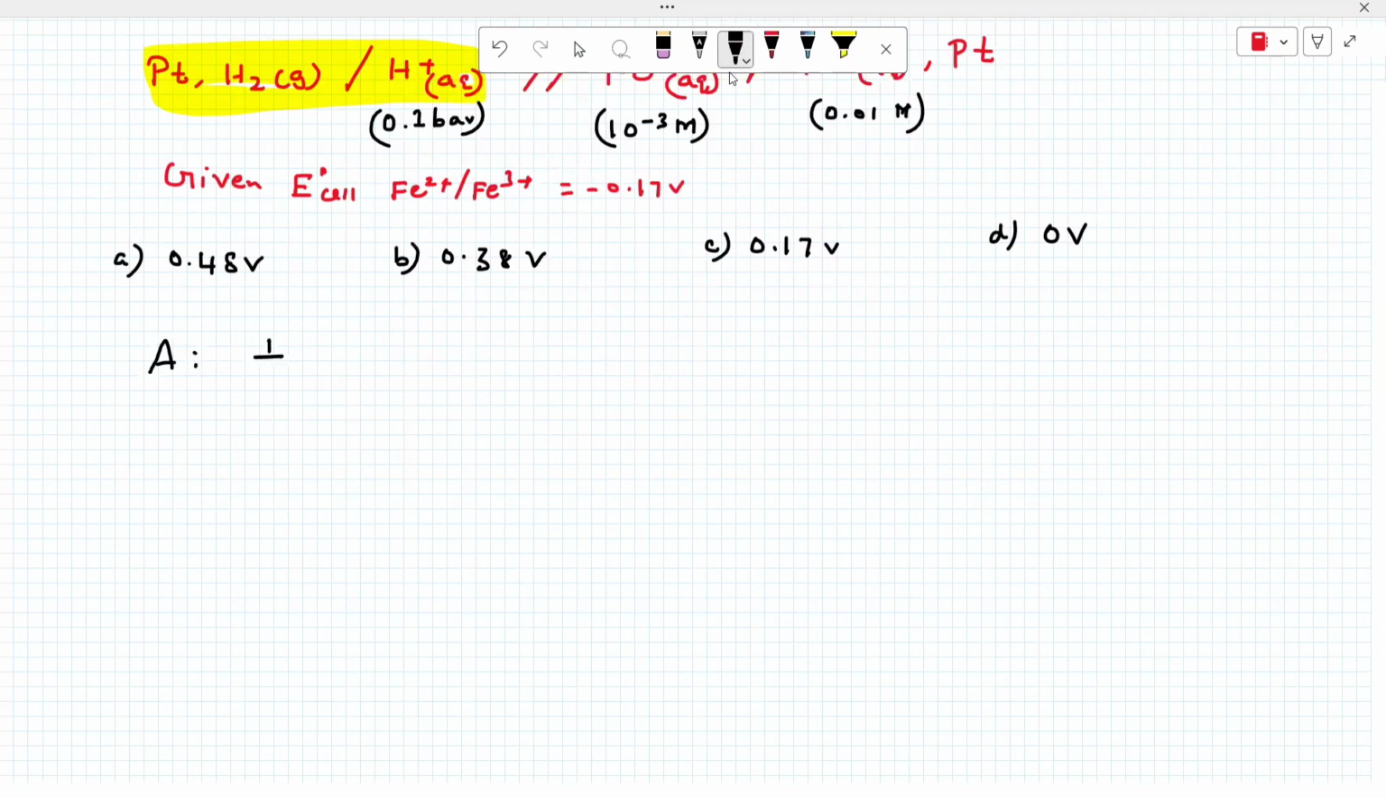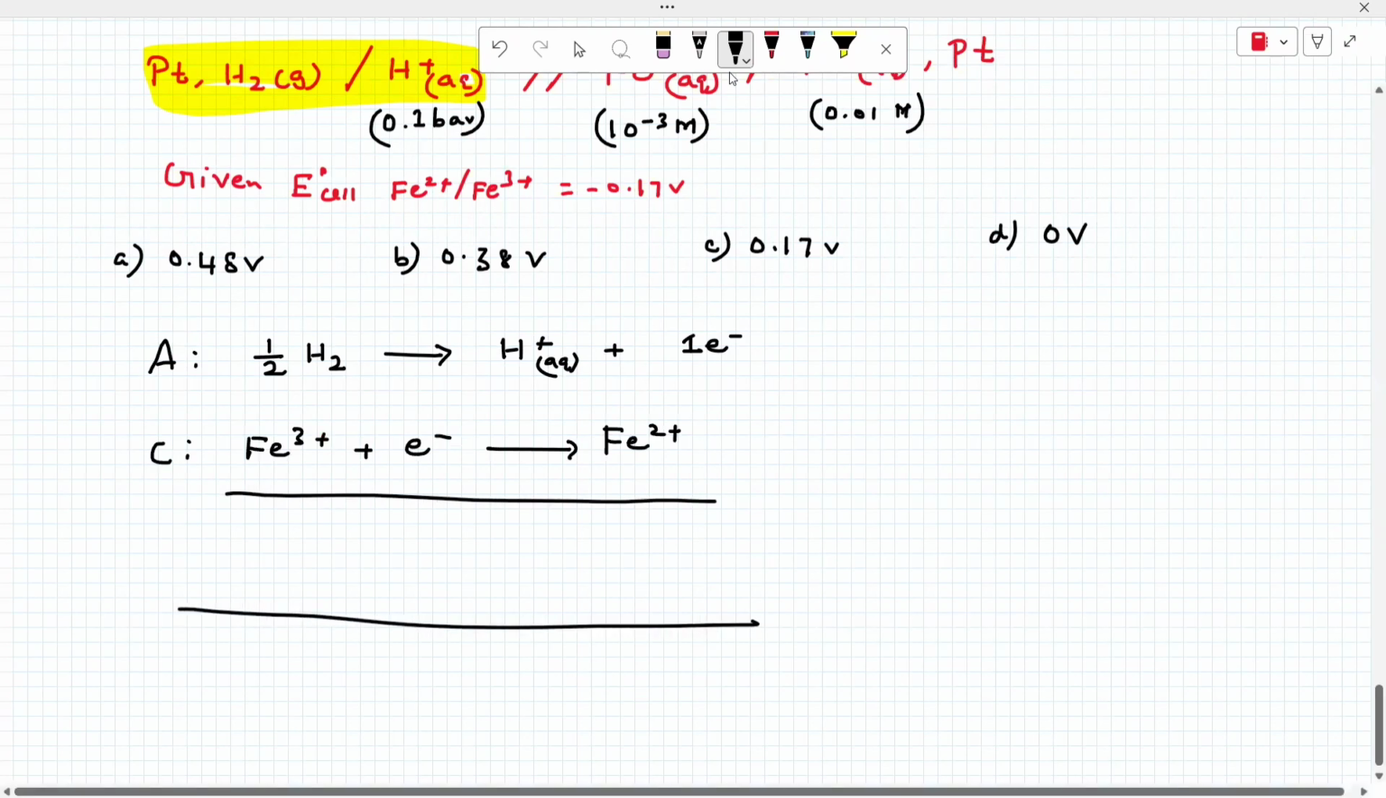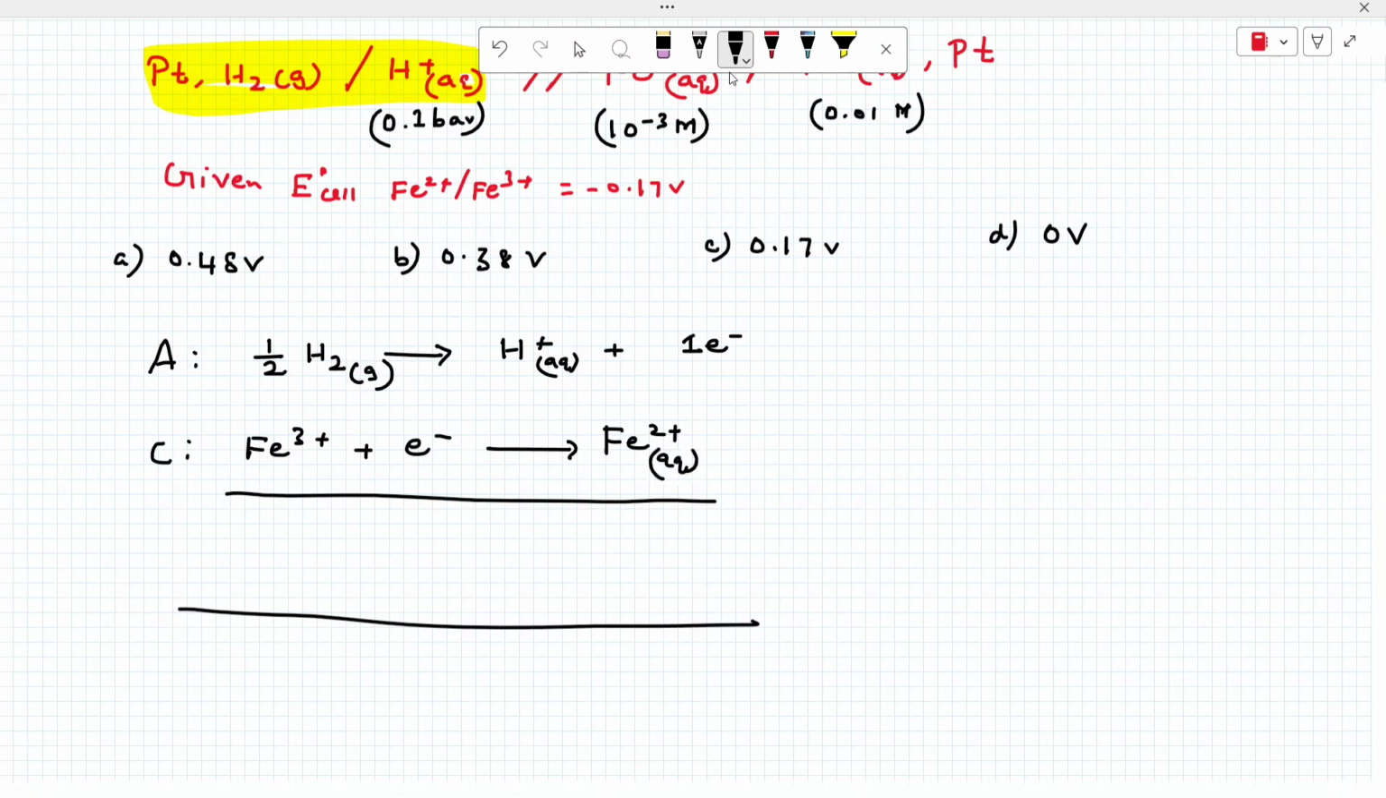This is the anode reaction, oxidation: half H2 gives H plus plus 1 electron. For the cathode, it is simple. Cathode reaction: Fe3 plus plus electron gives Fe2 plus. Now the cell reaction, very simple. This is gas, and the rest are aqueous.